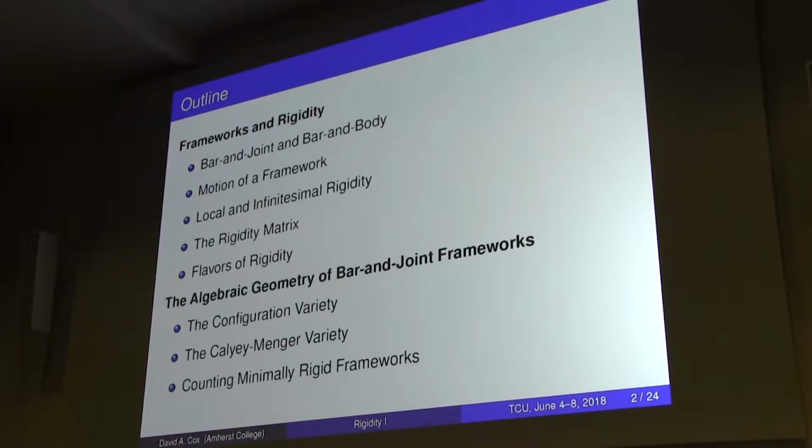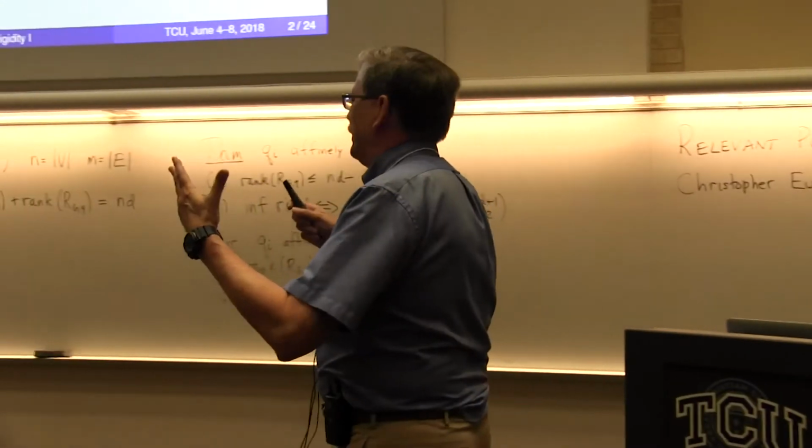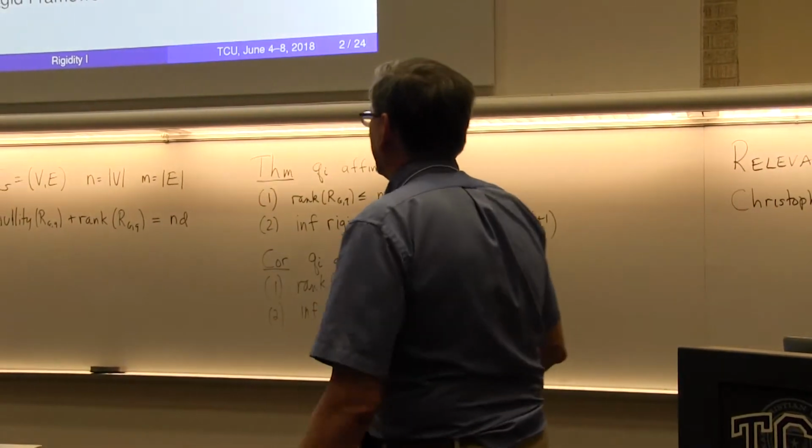And then I'll do a little bit of algebraic geometry, and I'm going to focus on bar and joint frameworks. So there are some varieties going on, the so-called configuration variety, the Cayley-Menger variety, and what's interesting is that this is a nice projective variety. It has a degree. That degree helps us count minimally rigid frameworks. So the idea is we get to use some very classical algebraic geometry to give some information about some of these frameworks.